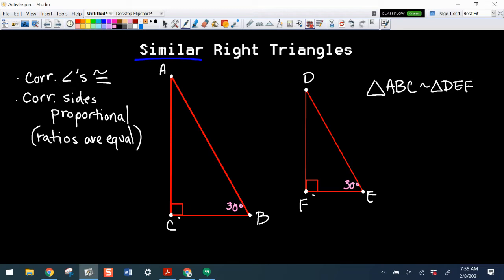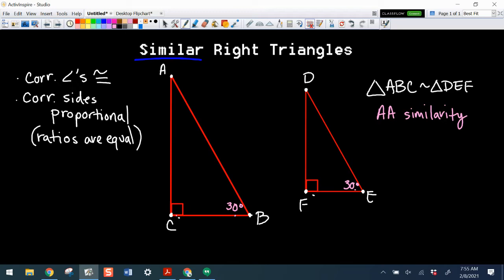So these two triangles are now, without a shadow of a doubt, similar right triangles because we now know at least one measure other than that 90-degree angle. And recall that we can actually prove two triangles are similar just using two pairs of angles, in this case, the 30-degree angle and the right angle. That is known as angle-angle similarity.